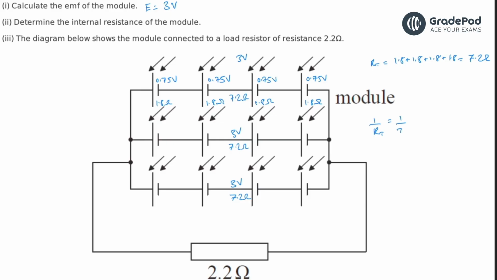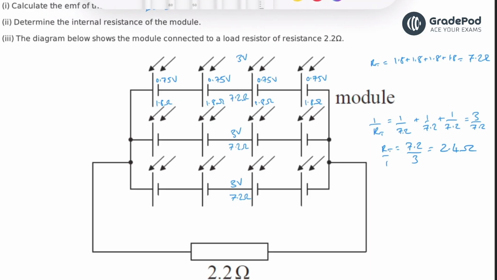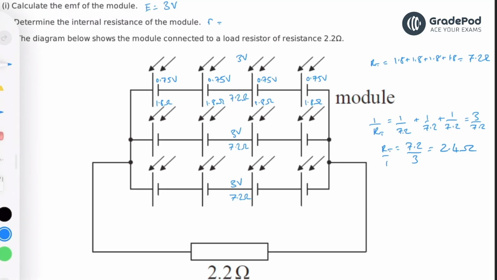So 1 over 7.2 plus 1 over 7.2 plus 1 over 7.2 gives us 3 over 7.2. So RT equals 7.2 over 3, because we're just swapping around. And that gives us a value of 2.4 ohms. So the total resistance of that module is 2.4 ohms, and that equals the internal resistance. All right, so the internal resistance, we'll give that a small r, is equal to 2.4 ohms.